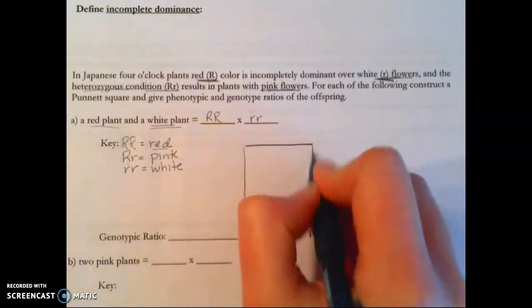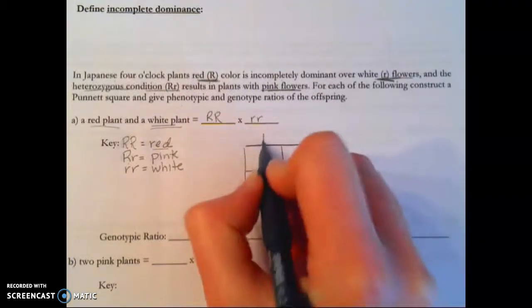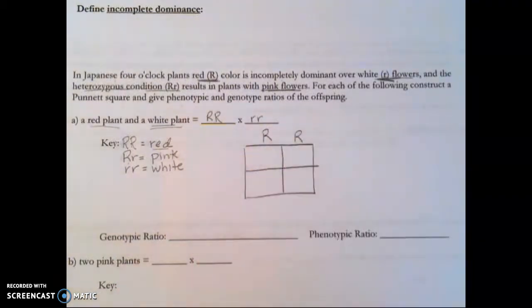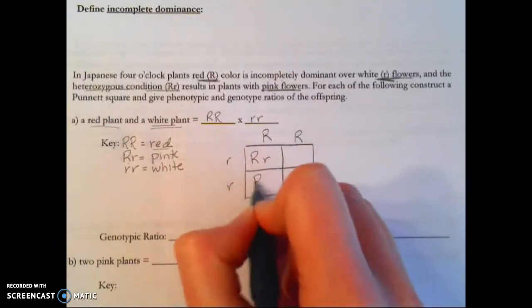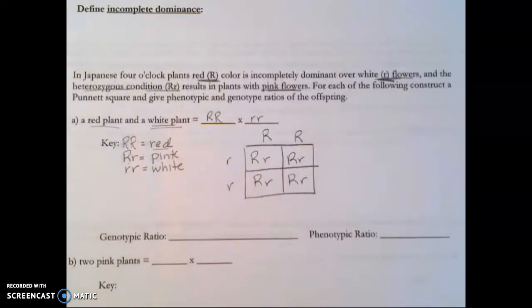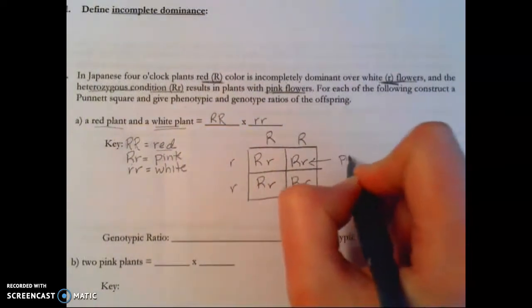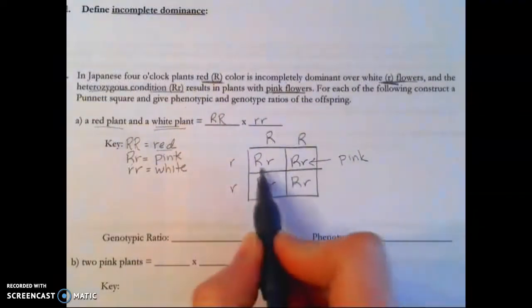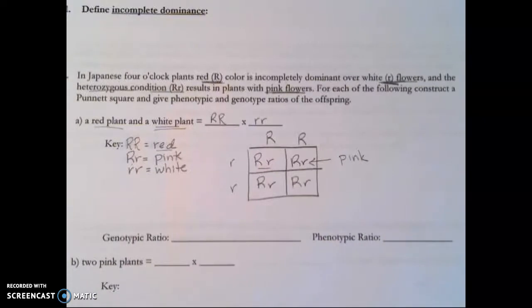So we're going to draw our box. We'll cross our red flowering plant, big R, with our white flowering plant, which is little r, and we'll fill in our Punnett square like normal. Notice all of the offspring in the F1 generation are heterozygous, and they are all pink. Remember, we have the mixed phenotype because this is a trait inherited by incomplete dominance.